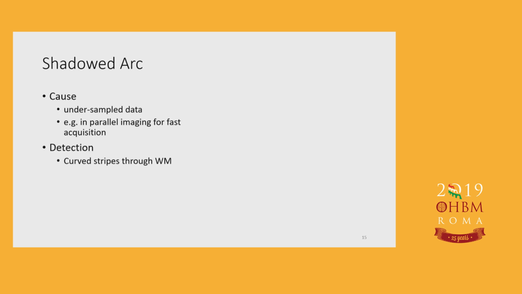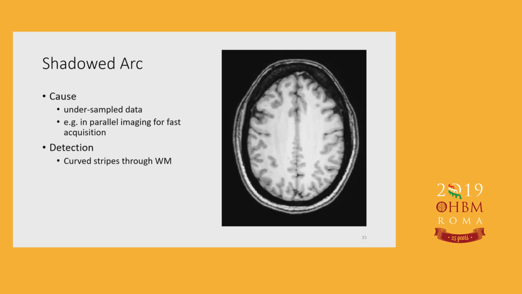The next artifact is something called shadowed arc, and its primary cause is undersampled data, typically in parallel imaging acquisition scenarios. Very similar to ringing, you see curved stripes. For this artifact, they're mostly through white matter. For example, in this case, you can see that here, right? So I flip between them for a bit. These are easily detected in the axial view.